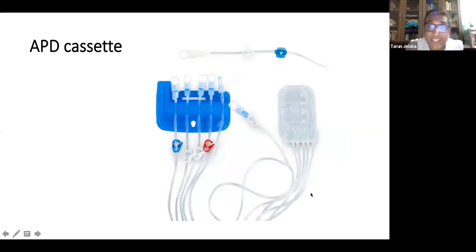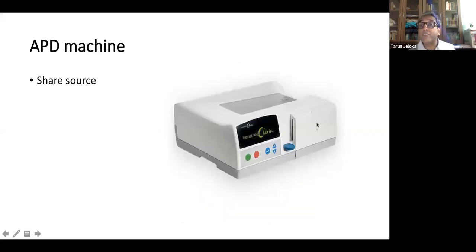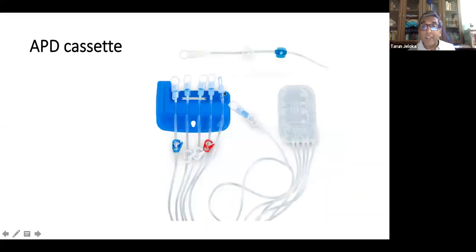So this is the APD cassette. I've seen people not able to answer what this is. This is how an APD cassette looks. It is a must if you want to put the patient on APD; it fits here. Okay, there are 5 ports. One of the ports goes into the drain bag. You have to remember that. One of the ports goes into the drain bag.